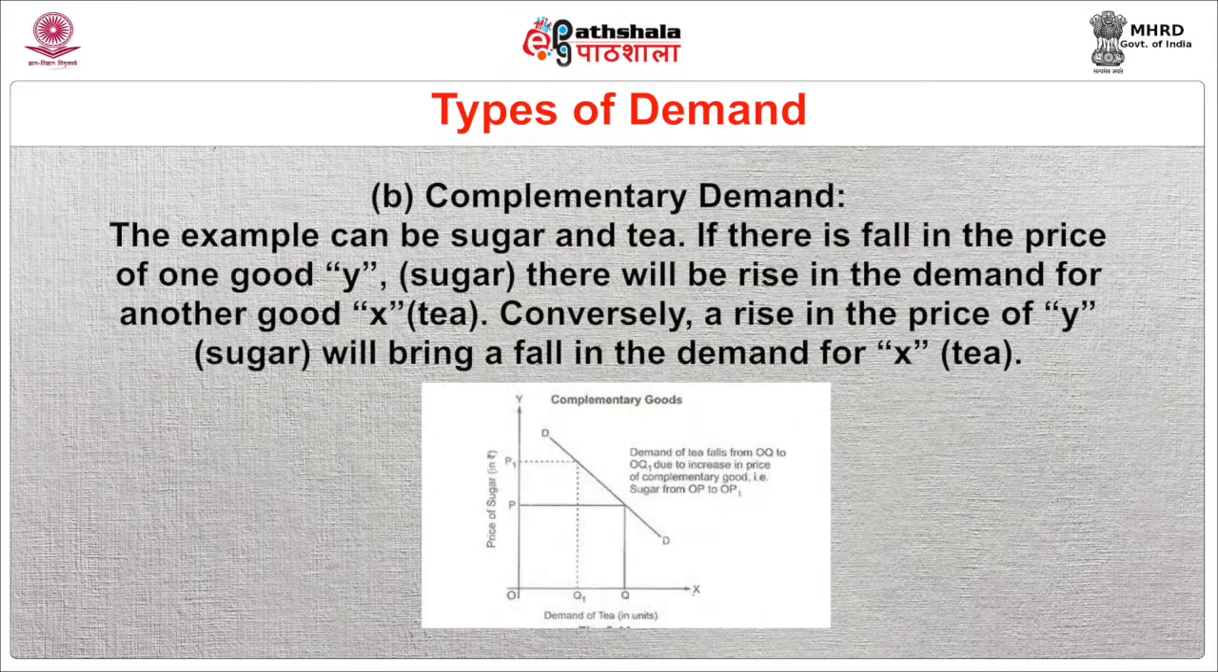Complementary demand. The example can be sugar and tea. If there is a fall in the price of one good, Y, or sugar, there will be a rise in the demand for another good, X, or tea. Conversely, a rise in the price of Y will bring a fall in the demand for X.